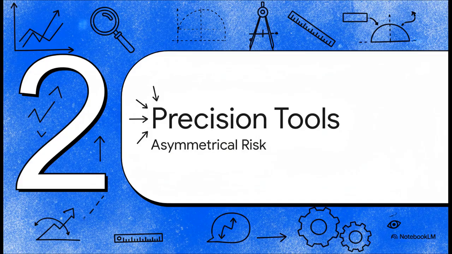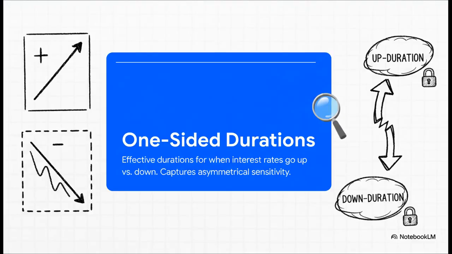So since we know this risk is asymmetrical, it's lopsided, a single number for effective duration might not be telling us the whole story. We need to bring out some more precise instruments from our toolkit. And that brings us to one-sided durations. It's a pretty clever idea. Instead of just averaging the price change from rates going up and rates going down, we look at each side separately. We calculate an up duration for when rates rise and a down duration for when rates fall. We're essentially splitting that one effective duration number into two much more descriptive and useful parts.